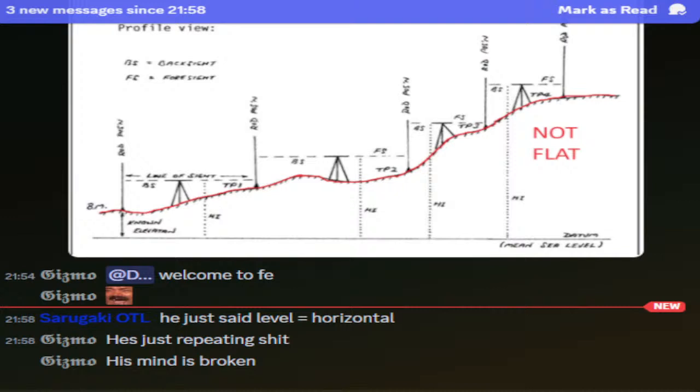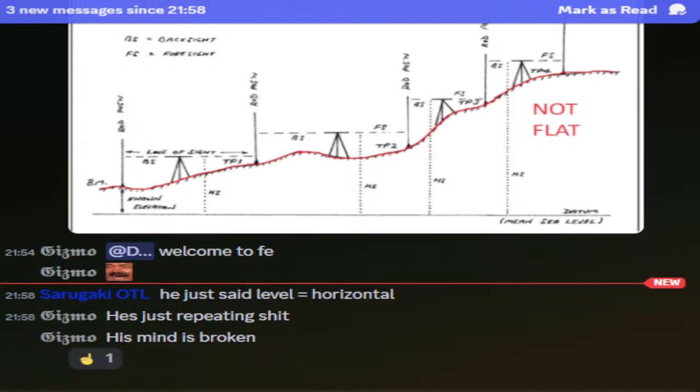I get what you're saying, but if you stay at the same elevation, you're not following a horizontal line. Well, it's not horizontal. What do you call that line then? Which is why you're a flat earther. Stop worrying about what people think. What do you call that line?